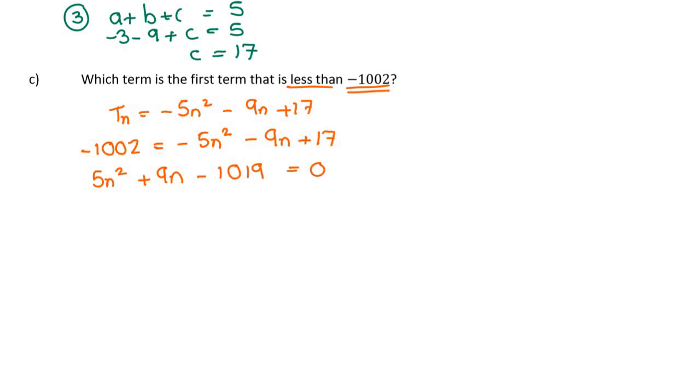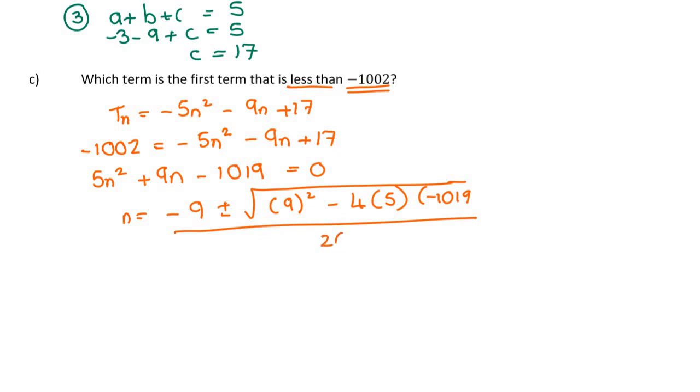Now again, I'm definitely going to use my quadratic formula here. So I'm going to say n equals negative b plus or minus the square root of b squared minus 4ac all over 2a. Pick up my calculator, and I get n is equal to 13.40, or n is equal to negative 15.20. Now this isn't possible. There's no way n can be negative.